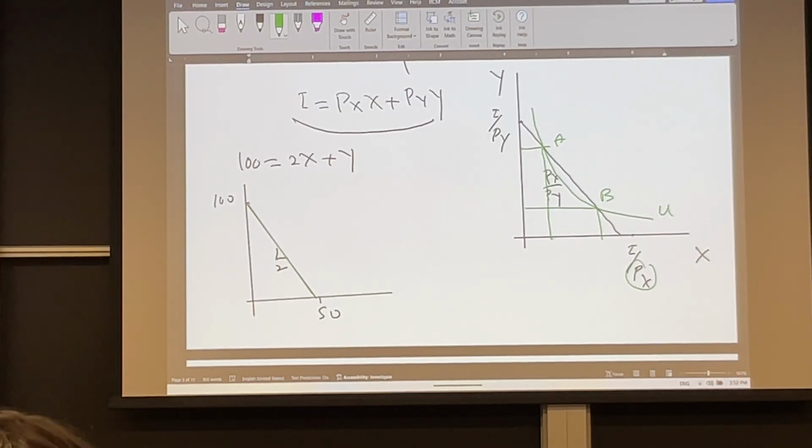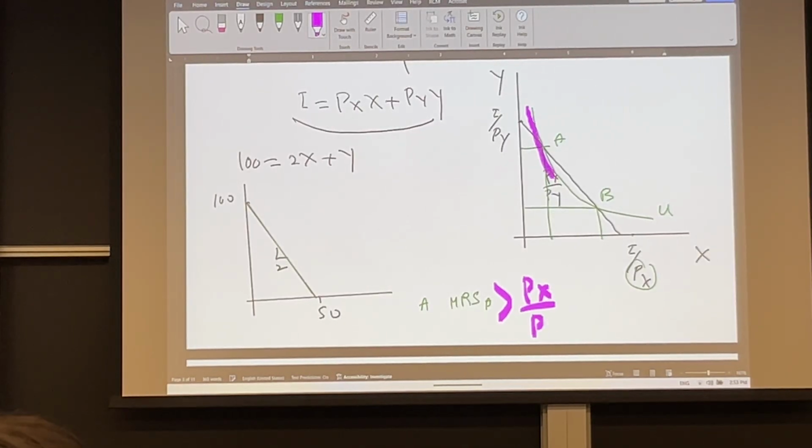Start from point A. Do you think at point A they're optimizing? Why not? Because at point A, the MRS, the slope of the indifference curve, is it equal to the slope of that budget line? Yes or no? No. Is it more or less? That's the slope. It's not equal. At point A, the MRS is more than the relative price.